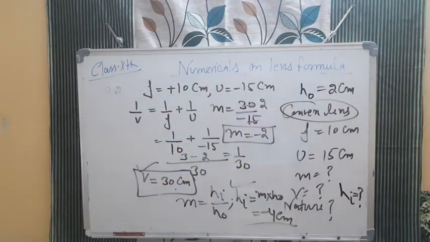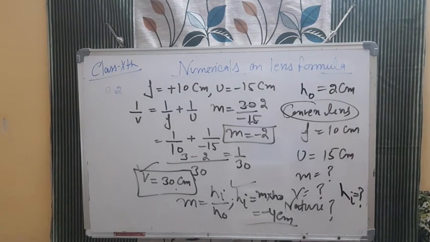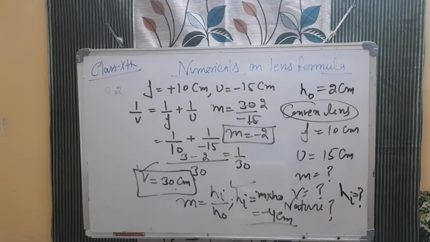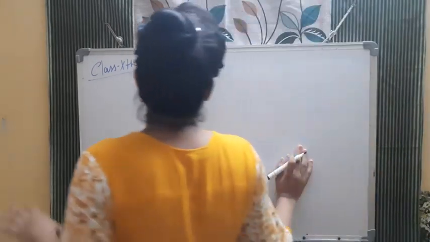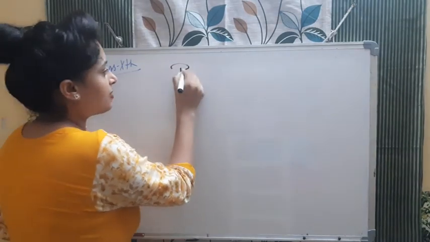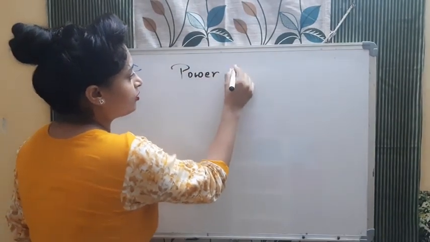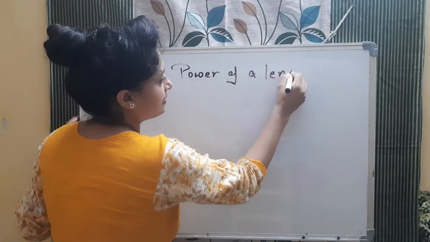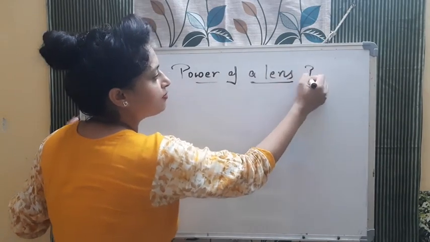So these are easy questions. We will start with the easy ones and then we will move to some very important topics that are related to these lens formulas. See, before doing the next question, one small topic is left, that is power of a lens. I want to tell that, because the next numerical asks about it.